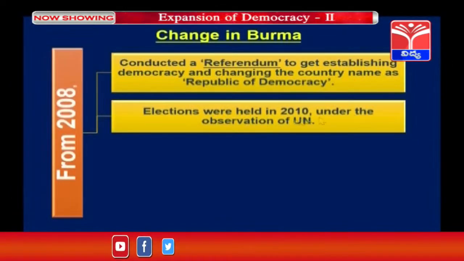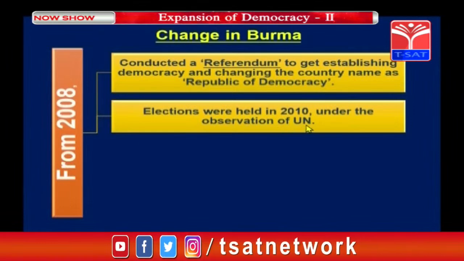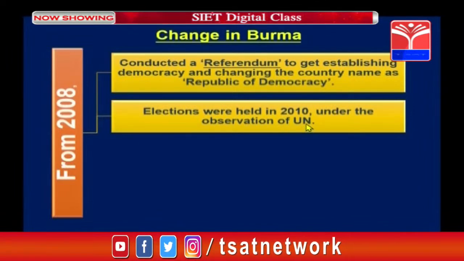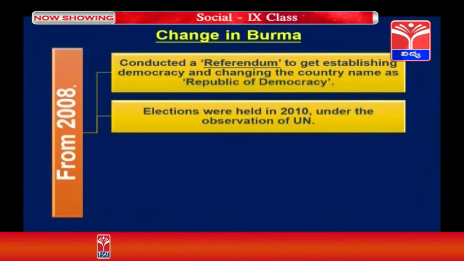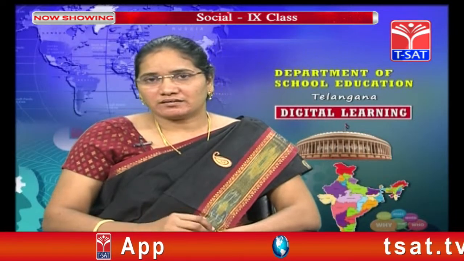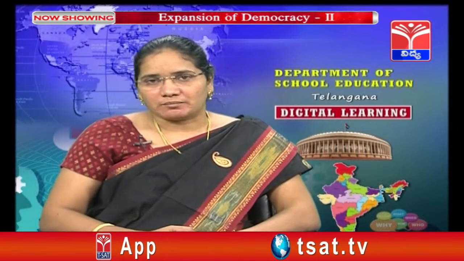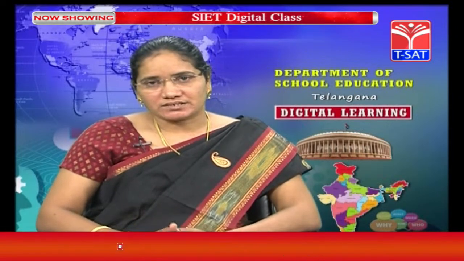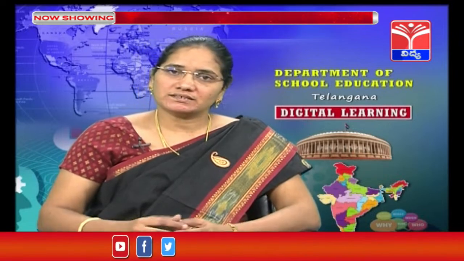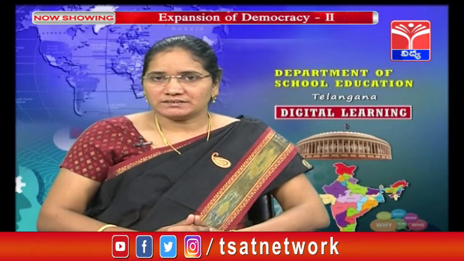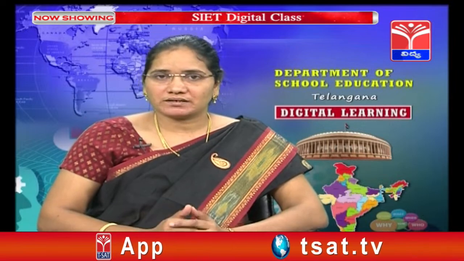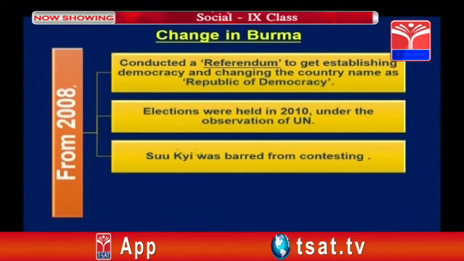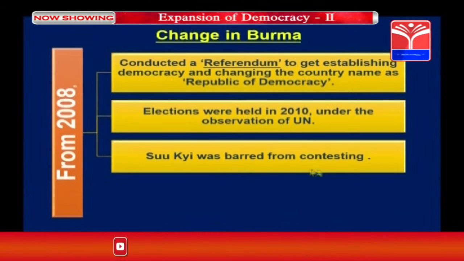So, with this, elections were held in 2010 under the observation of the UN. What is UN, children? United Nations Organization. Yes, even in the Libya case we learnt about UNO, the United Nations Organization. So, this United Nations Organization interfered in this country's situation. Now, under the observation of UN, elections were conducted. But, however, Suu Kyi was barred from contesting.